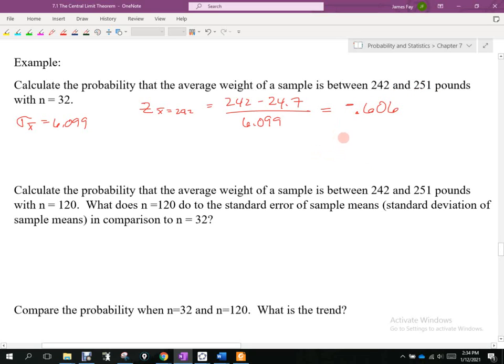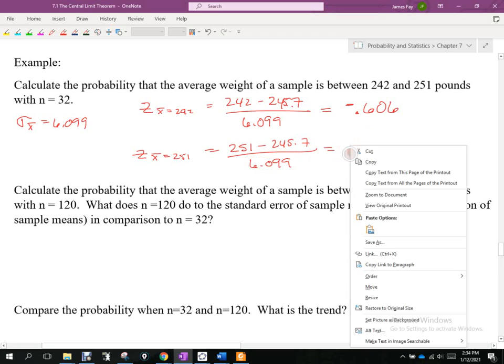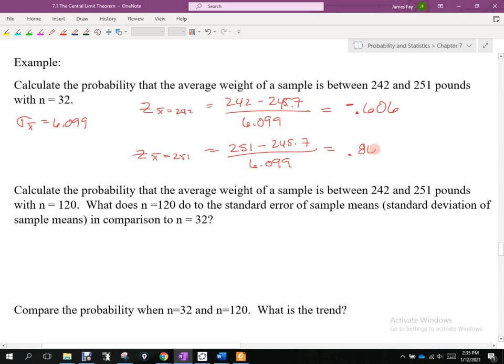That sounds correct. Okay, and then the Z score for when it was 251 pounds, we'd be looking at 251 minus 245.7 divided by the 6.099 number, and that gives us a Z score of what? 0.868. Okay. Anybody have questions on finding the z-scores?